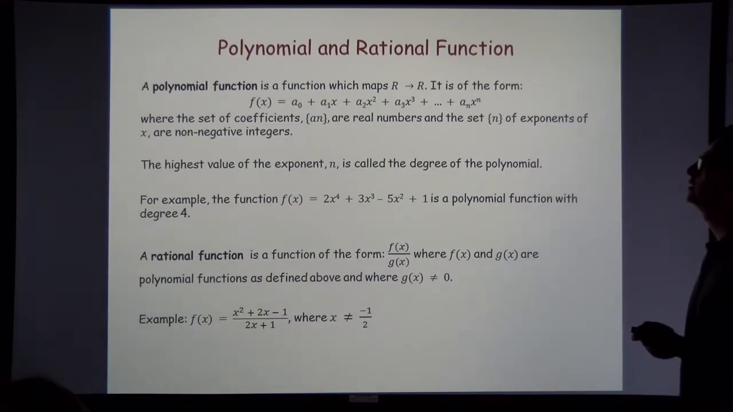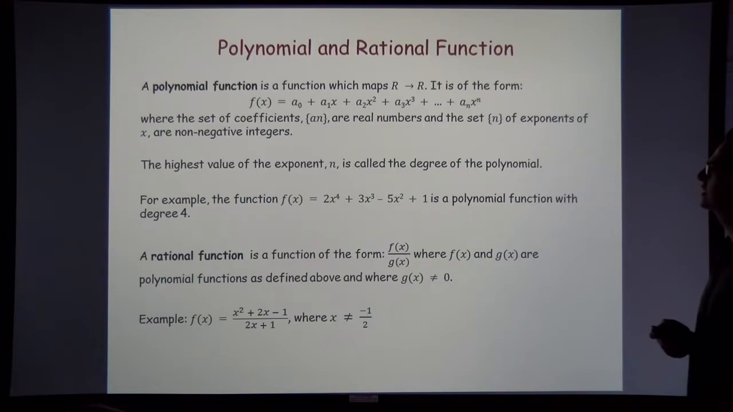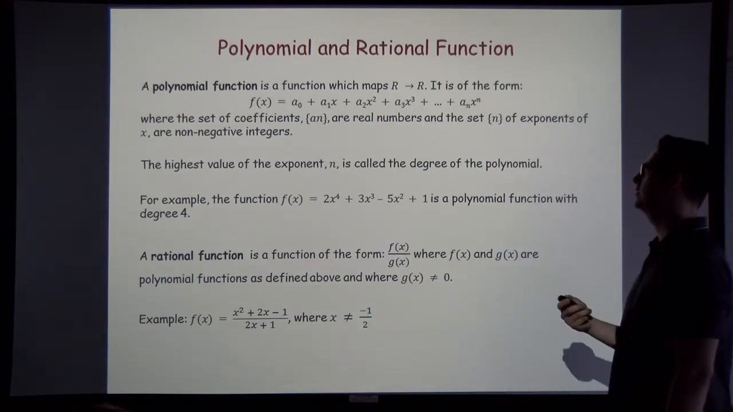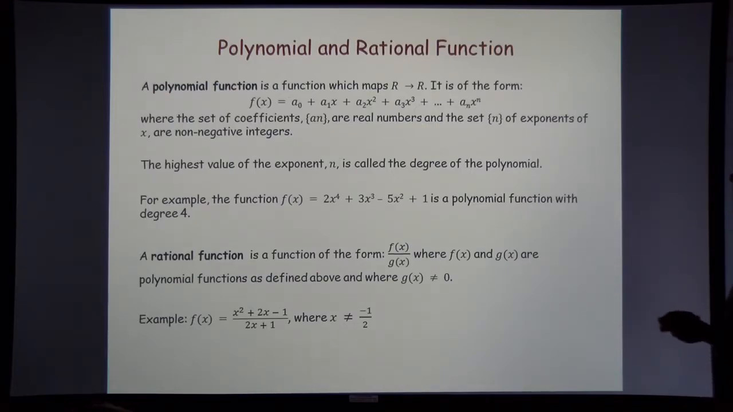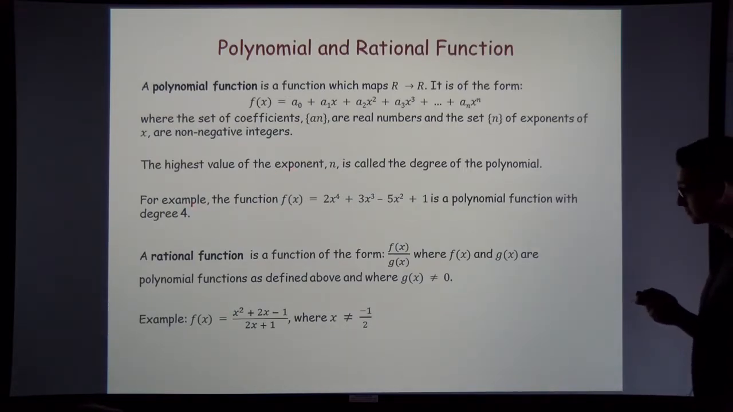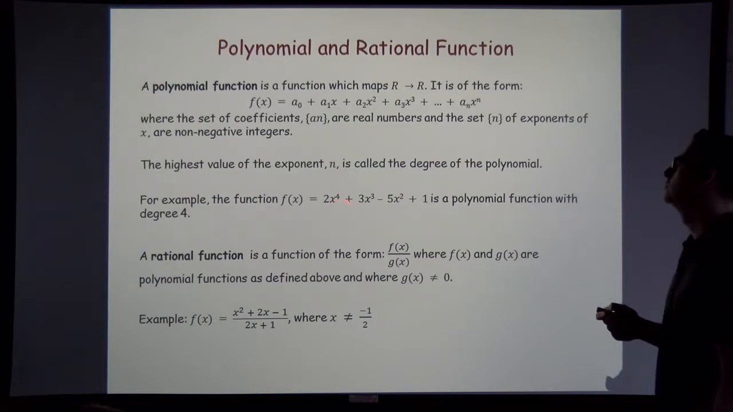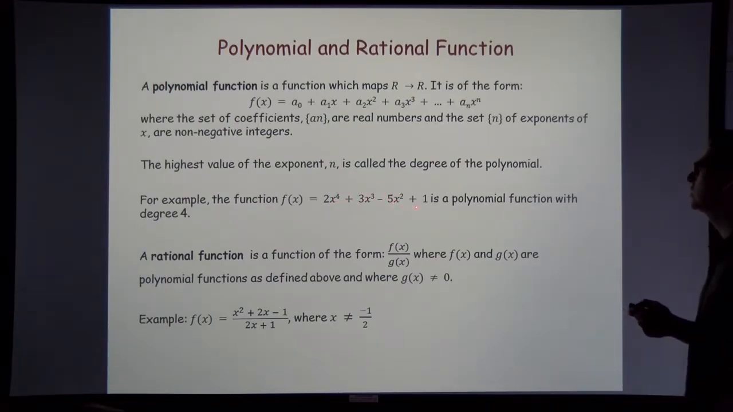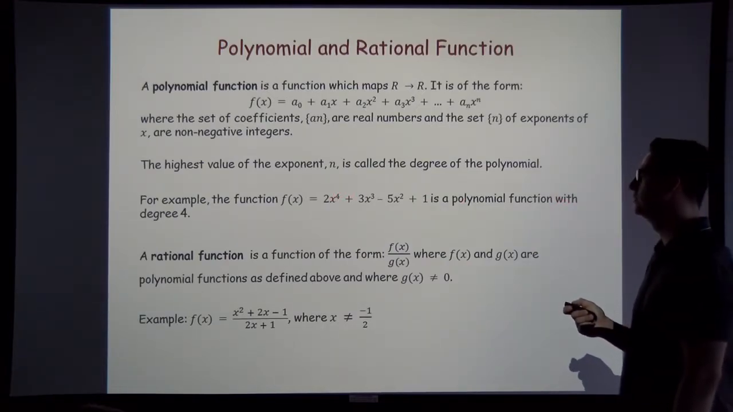Polynomial and rational functions. A polynomial function is a function which maps R to R. It is in the form of f of x equals a0 plus a1 times x plus a2 times x squared plus a3 times x cubed, and so on, plus an times x to the n power, where n is the continuing number. The highest value of exponent n is called the degree of the polynomial. So if we're given the function 2x to the 4th plus 3x to the 3rd minus 5x squared plus 1, it is a polynomial function with a degree of 4.